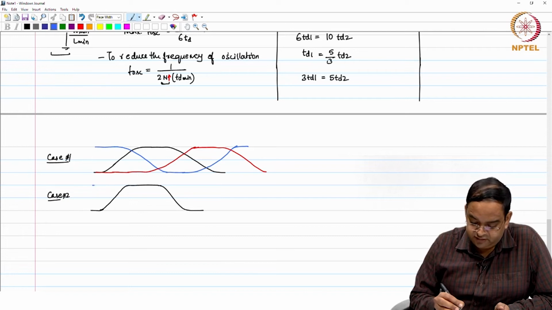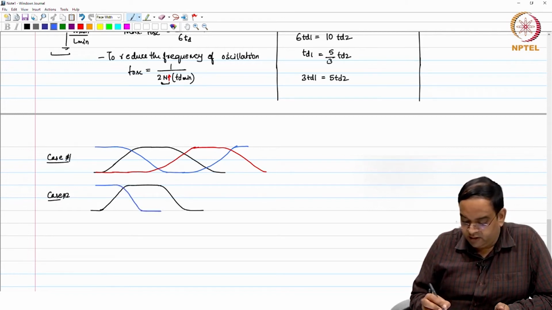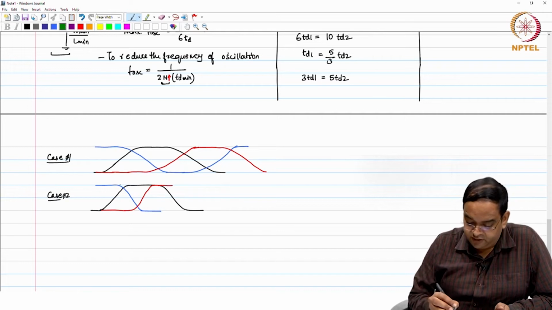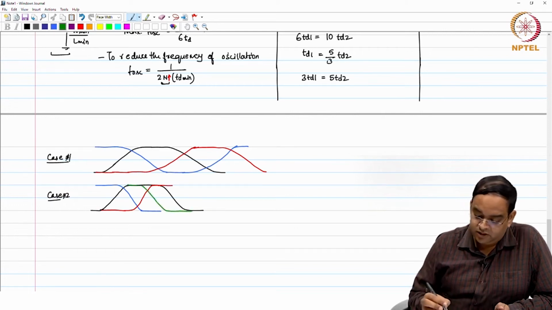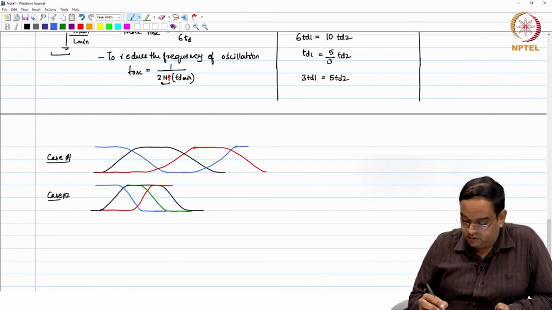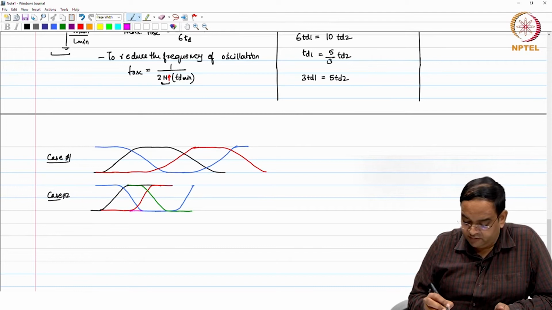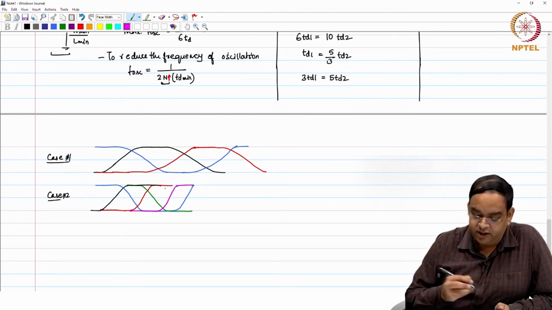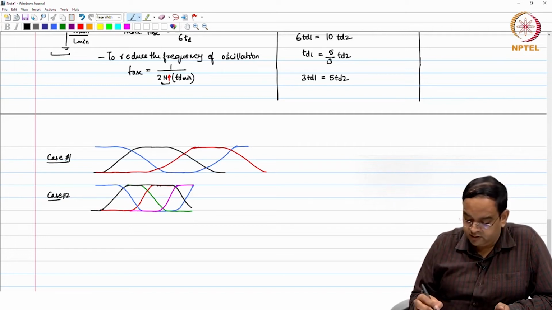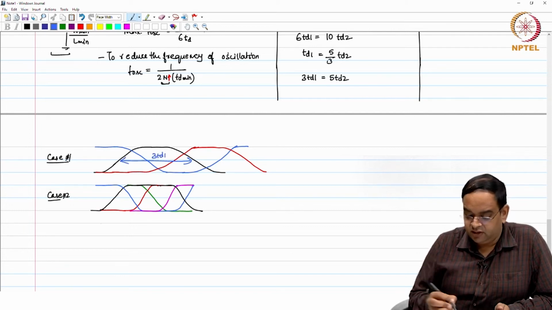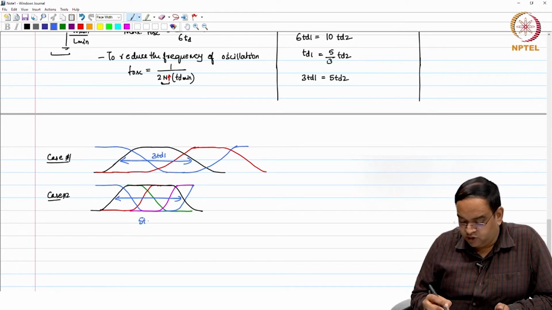Okay. So, if this is the case, I have to accommodate 5 of such waveforms. So, let us see if I can do that. This is second, then in response to this, you are going to have this. Then in response to the green one, I am going to have this, and this is the black one. This is 3 TD1 and this is 5 TD2, and both the values are same.